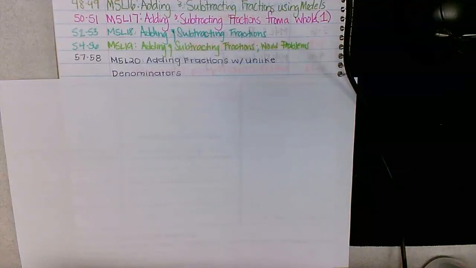Hey, fourth grade, today we are on Module 5, Lesson 20, and we're going to be adding fractions with unlike denominators, meaning that their units are going to be different from one another. We'll be using 2 pages today, so my next 2 pages were 57 and 58. Take a moment to fill out your table of contents, and then let's get going.